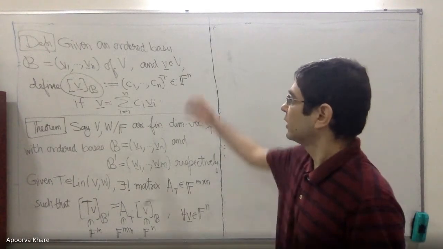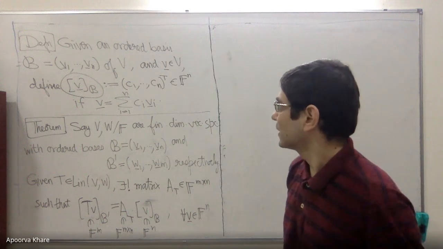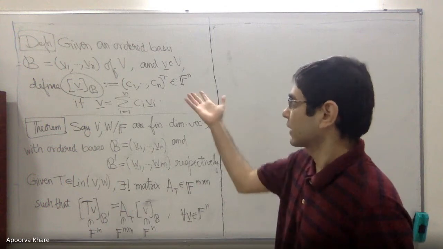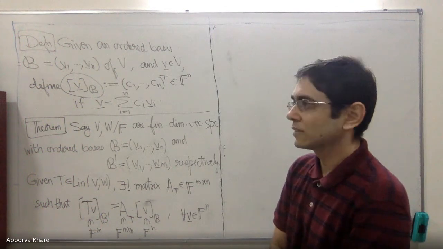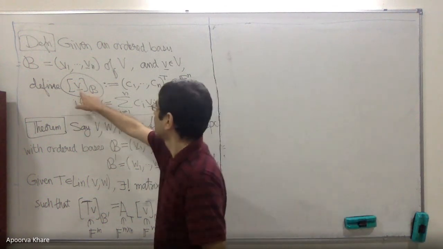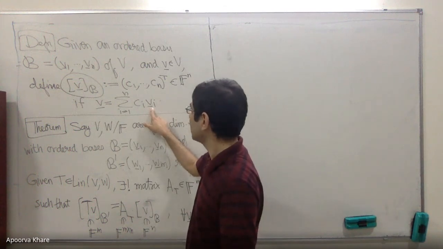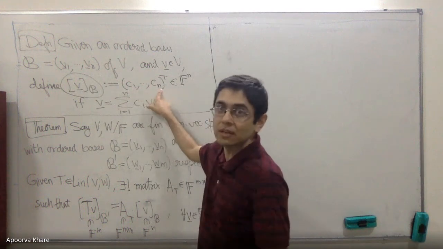Okay, so we continue from where we stopped last time. Remember, we said that once you fix an ordered basis of a finite dimensional vector space, this gives us a one-to-one correspondence between vectors in the vector space, which are linear combinations of the basis vectors. And since we have fixed this basis in this order, we get the coefficients in the same order.